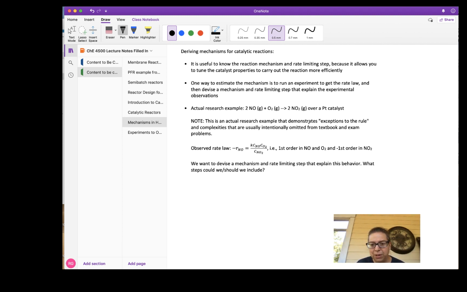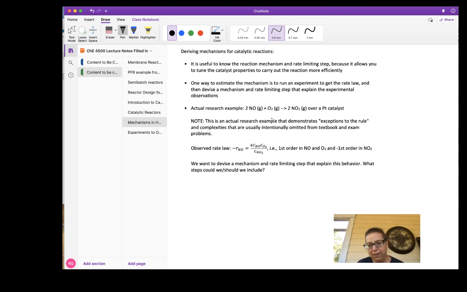This is an actual research example. In fact, this is the example that I worked on in my PhD at the University of Notre Dame. Because it's an actual research example and not a textbook example, we're going to have some exceptions to the rule and complexities that wouldn't be present if this was a textbook or exam problem. Those problems, we write to be more straightforward so that students can practice with the concepts rather than having to practice with the exceptions to the rule.